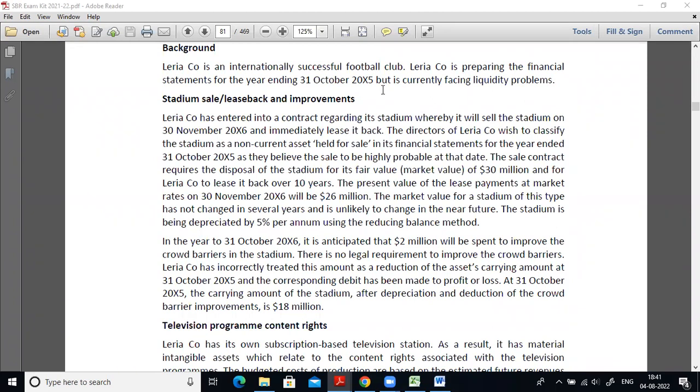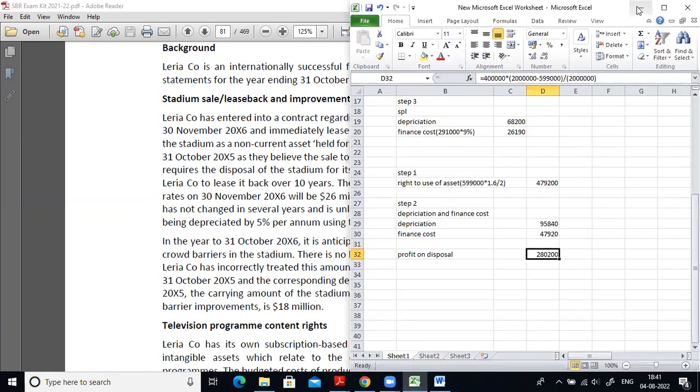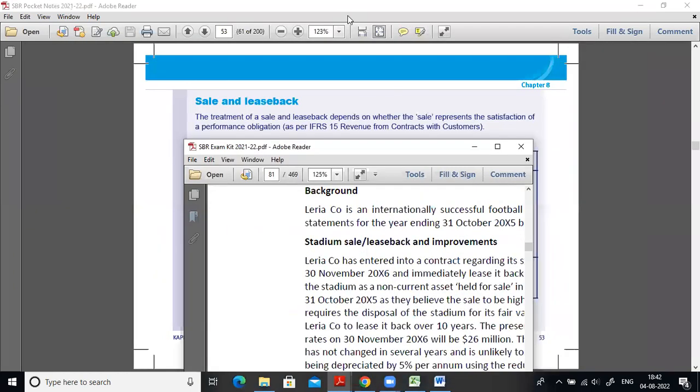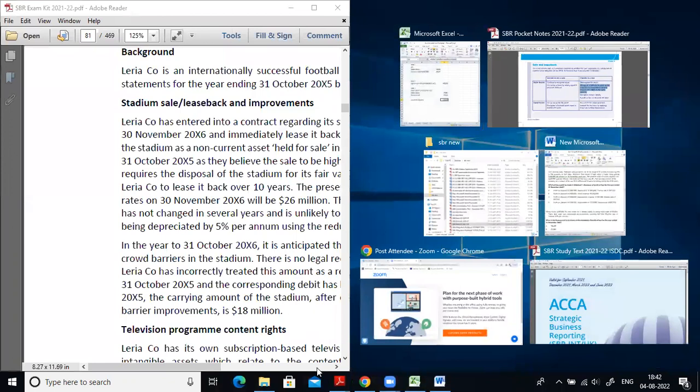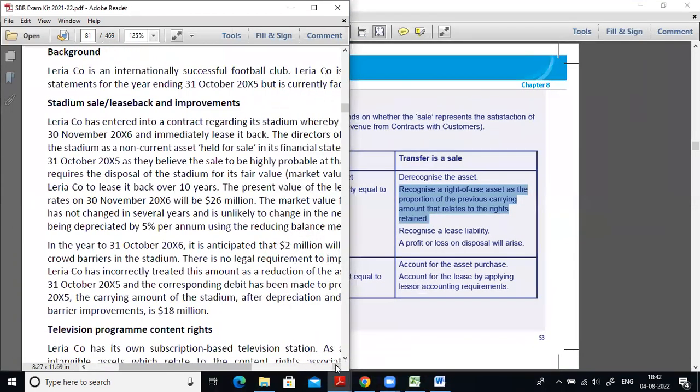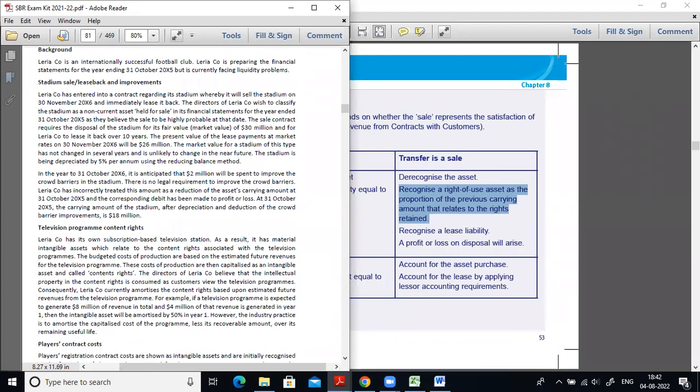I am opening my Excel sheet. One second. I hope the font is comfortable for you, participants.